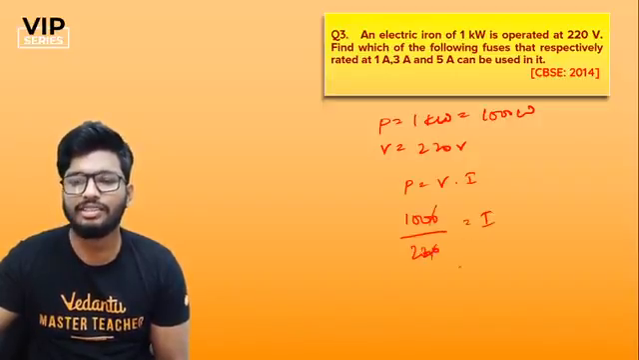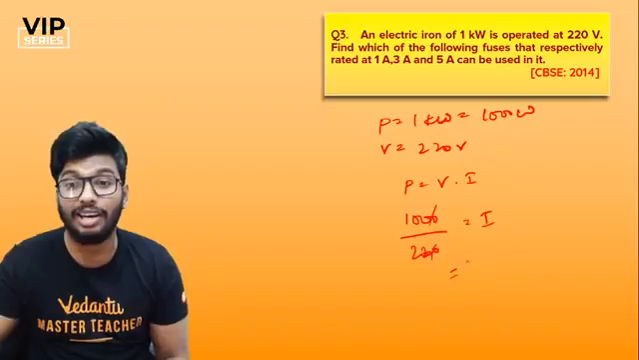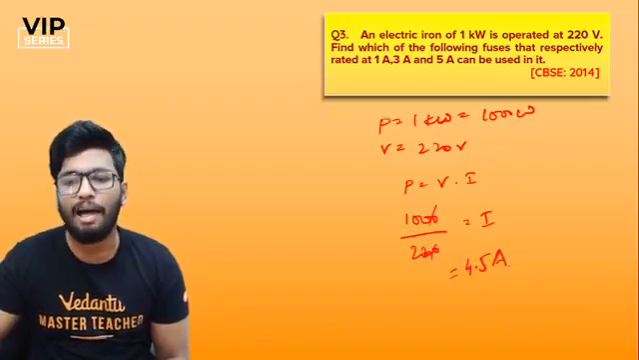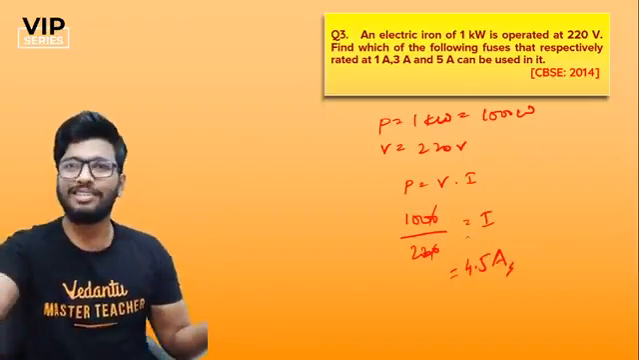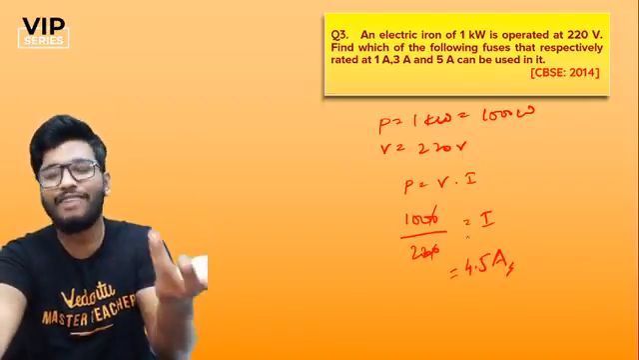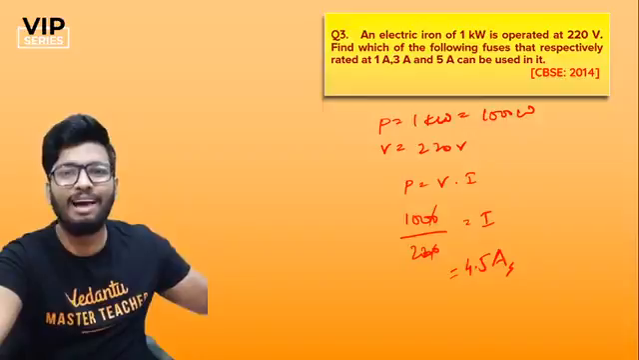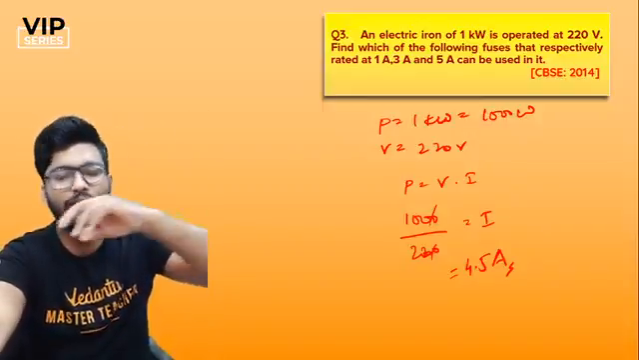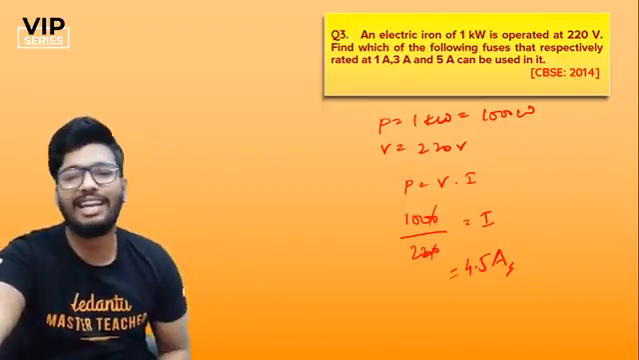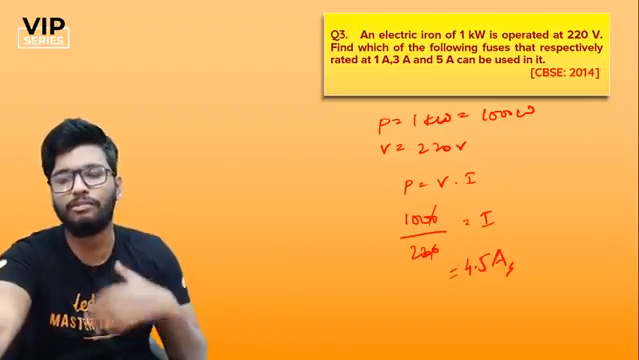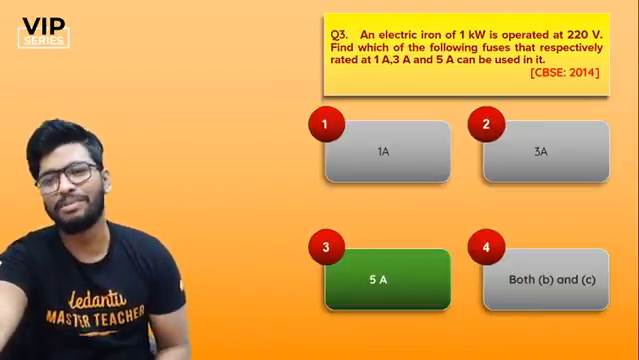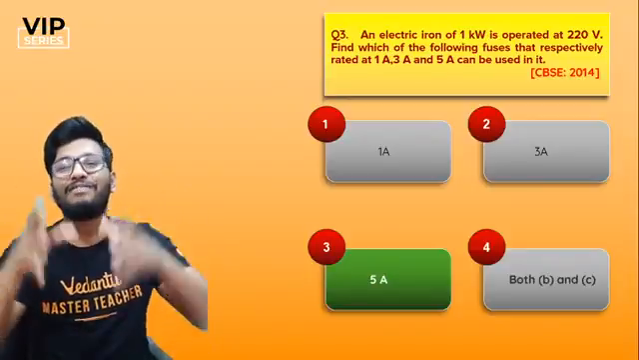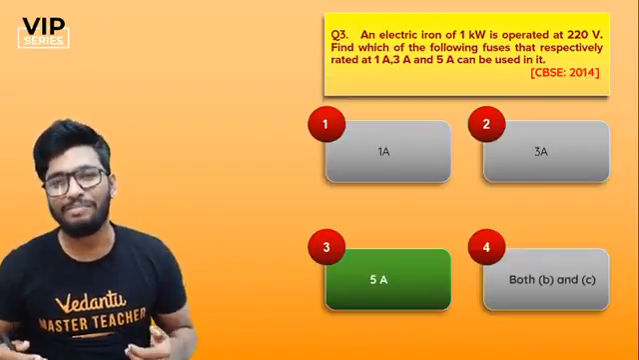So the 0 gets cancelled. If you do the calculation, you'll get 4.5 amperes, or 4.54 amperes to be more precise. So that means which fuse should you go with? 5 amperes, because if you go with 3 amperes or 1 ampere, it would exceed the limit and basically get fused even before the electric appliance starts. So the answer is 4.54 amperes, and the fuse that you have to use is a 5 amperes fuse.